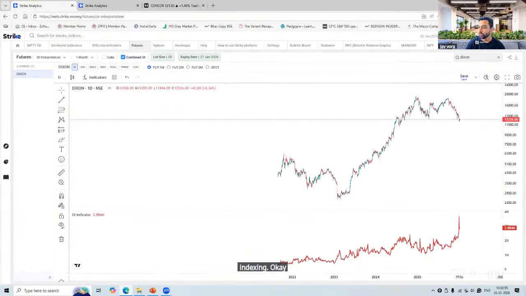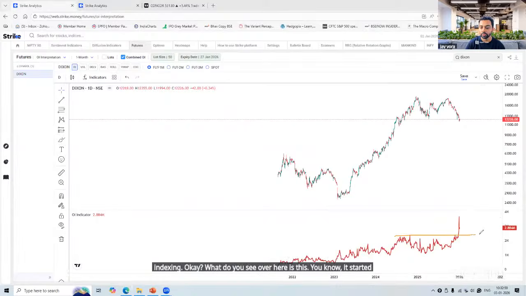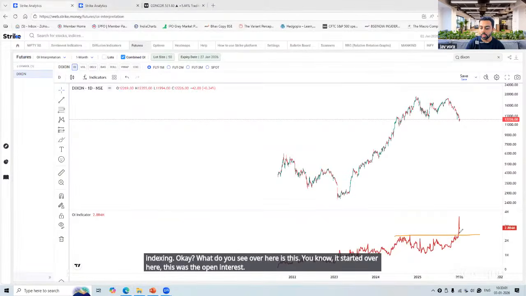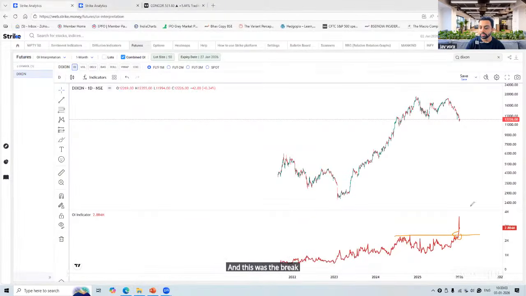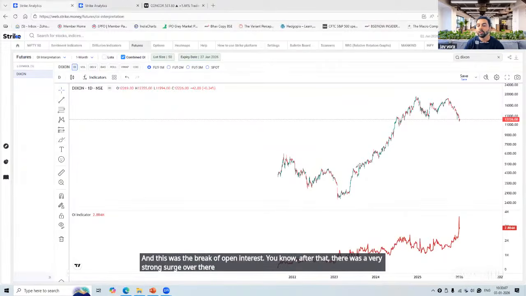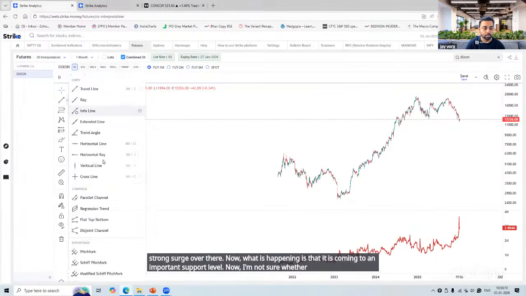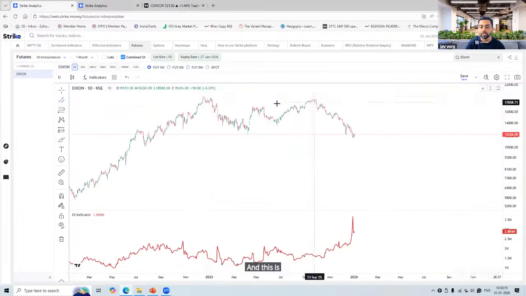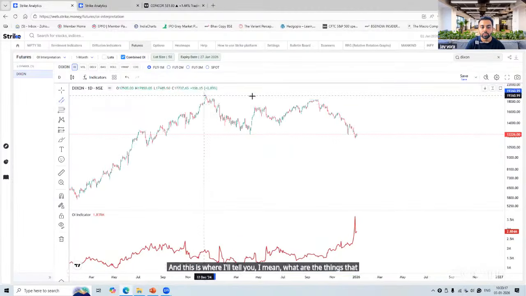Okay, what you see over here is this. It started over here. This was the open interest, and this was the break of open interest. After that, there was a very strong surge over there. Now, what is happening is that it is coming to an important support level. Now, I'm not sure whether this is going to turn around or not. And this is where I'll tell you what are the things that you need to watch out for.